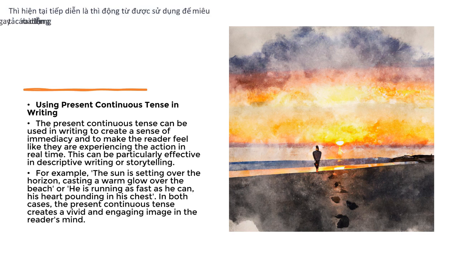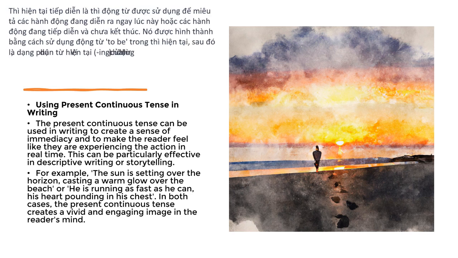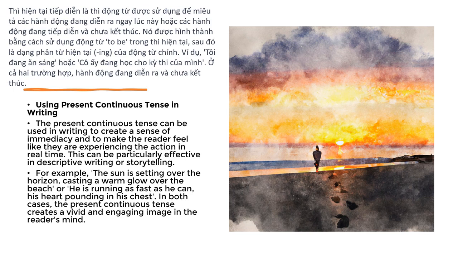The present continuous tense is not only useful in spoken language, but can also be a powerful tool in writing. It can be used to convey a sense of immediacy and make the reader feel like they are experiencing the action in real time. This is especially effective in descriptive writing or storytelling, where the goal is to create a vivid and engaging image in the reader's mind. For instance, in descriptive writing, it can be used to paint a picture of a scene or setting by using the present continuous tense. The writer can create an immersive experience for the reader.